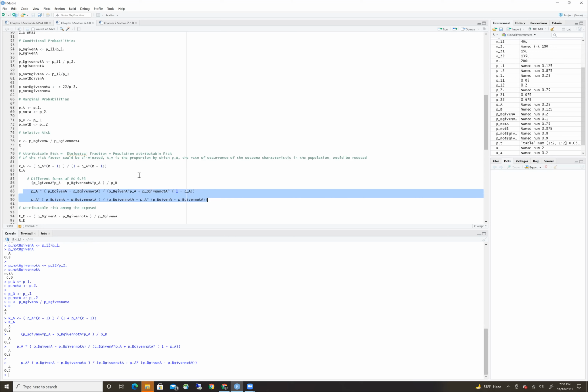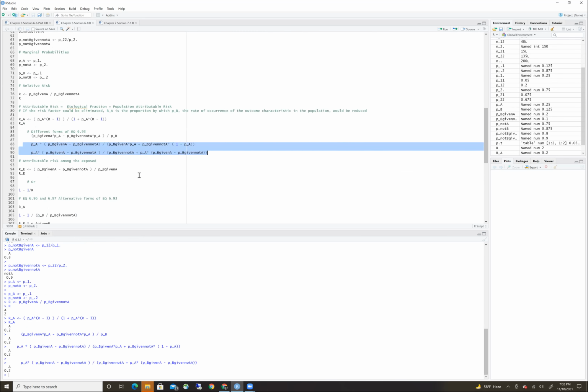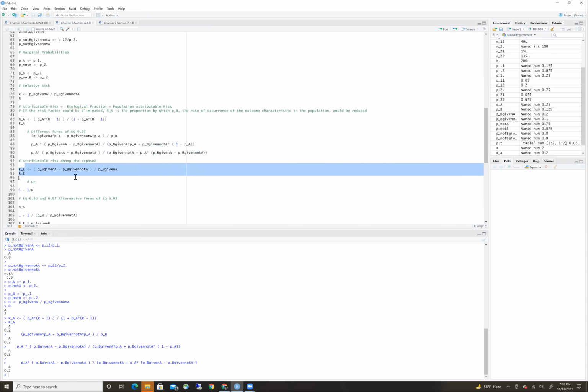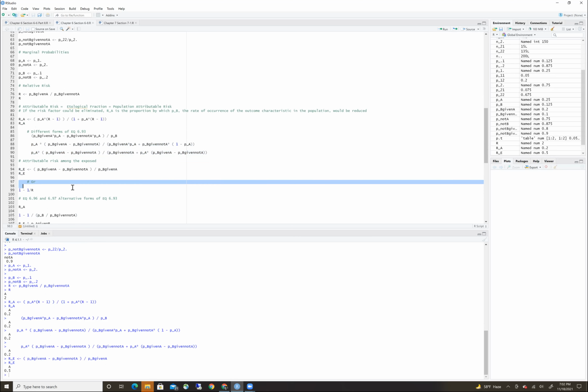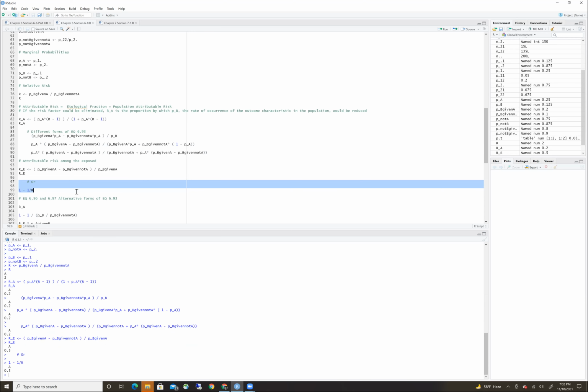All right, so now we can look at the attributable risk among the exposed, and that's given in equation 6.95 of the text. You can calculate that. That's 0.5. Another way to think about it is 1 minus 1 over the relative risk. So we get 0.5 no matter what. So what does the attributable risk among the exposed give you? This gives you a measure of the excess risk as a fraction of the risk among those exposed to the antecedent factor.